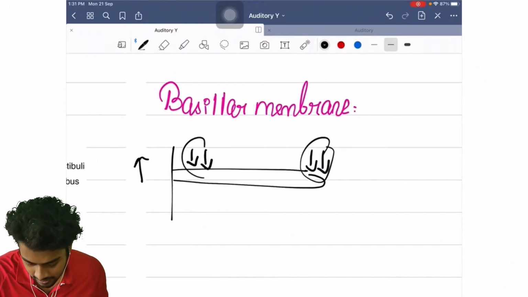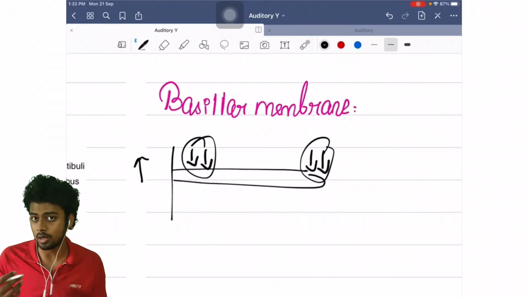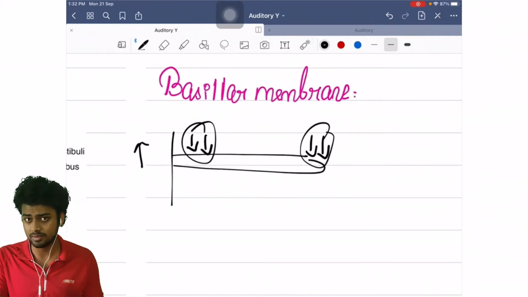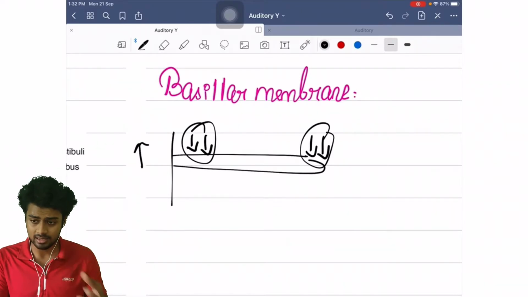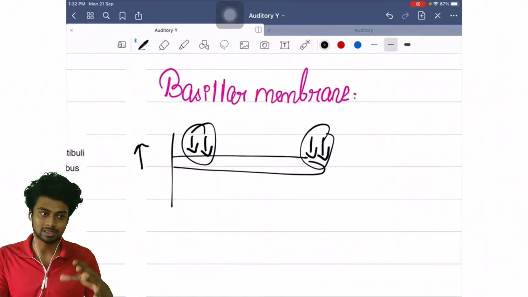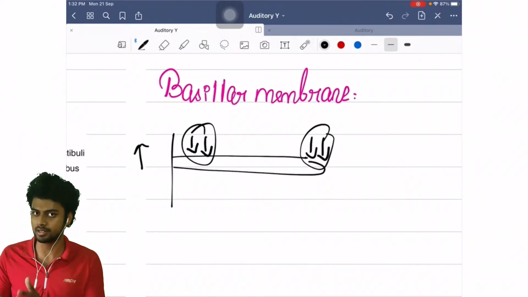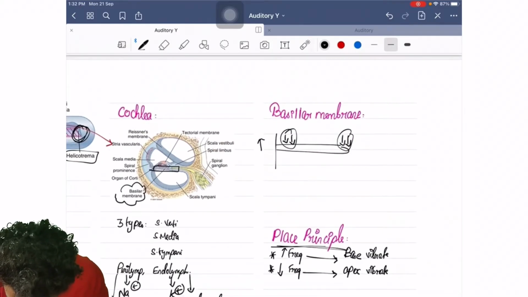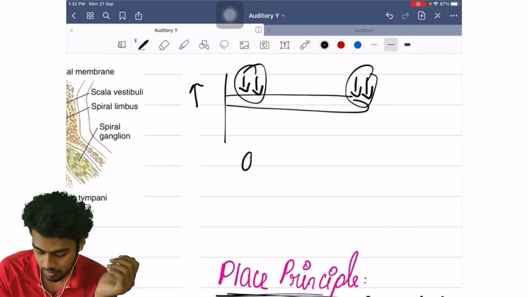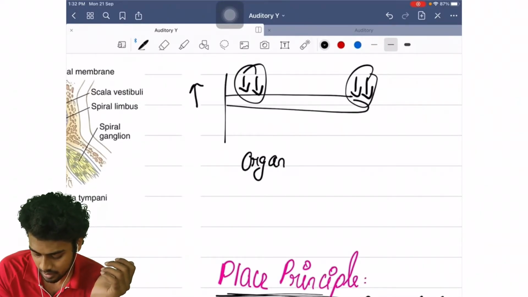This principle is called the place principle. With the help of this place principle, the primary auditory cortex can know whether it was a loud sound or a whisper sound. All right, this is about the basilar membrane. And on the basilar membrane is where the organ of Corti lies.